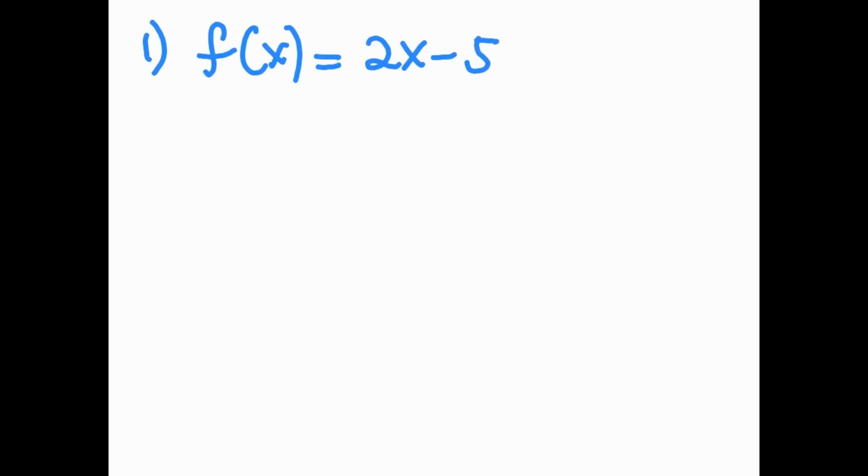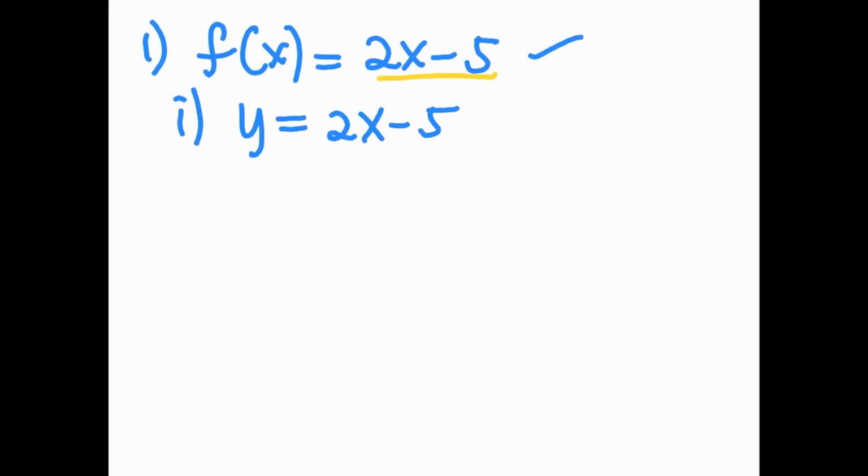Okay, so let's take a look at this first example. We'll find the inverse of this function f of x defined as 2x minus 5, right? So then we'll undergo the four-step procedure. First step is we let y be equal to f of x. So this will now be y equals 2x minus 5.